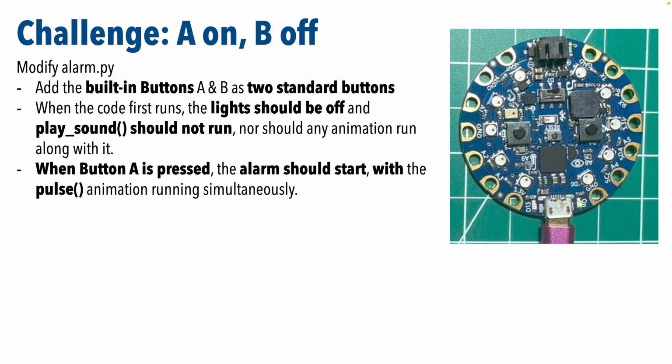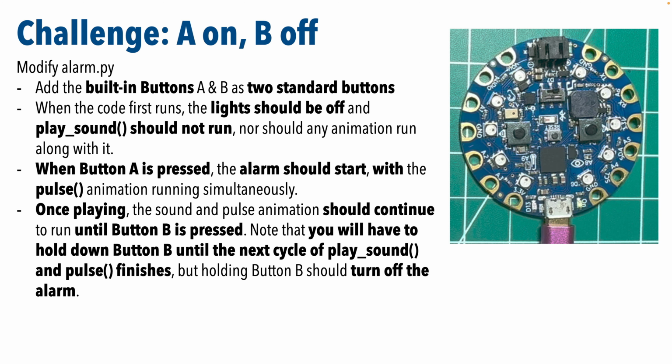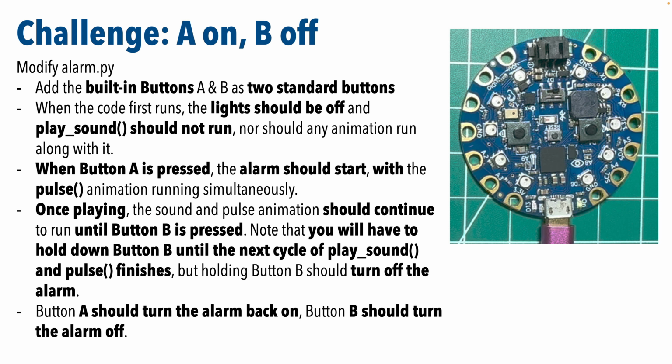Now, once playing, the sound and pulse animation should continue forever until button B is pressed. Now, one thing to note about setting this up the way that we've learned so far is you'll have to hold down button B until the next cycle of play sound and pulse finishes. But as long as you're holding down button B, it will eventually turn the alarm off. Now, button A should turn the alarm back on, button B should turn the alarm off.